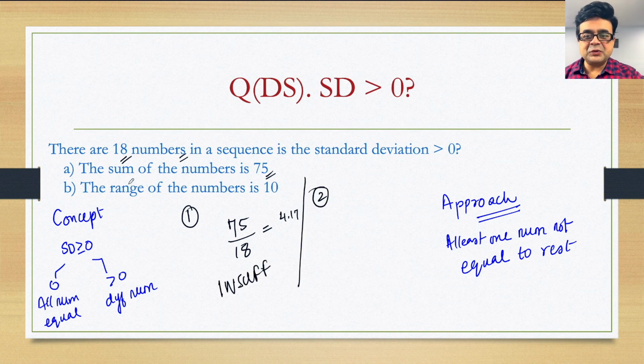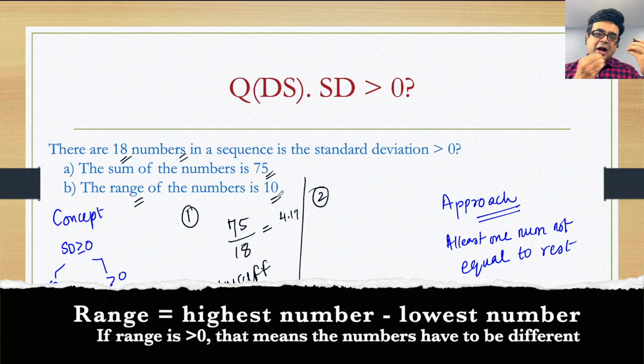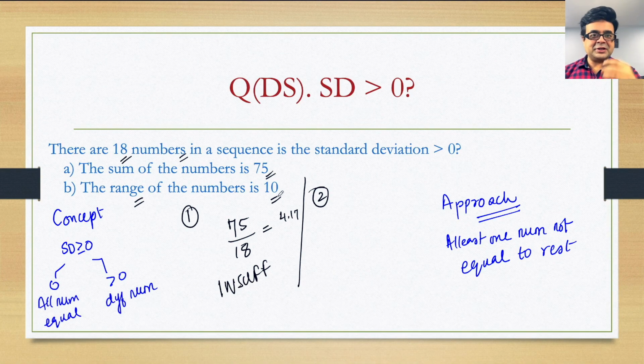Okay, in statement 2, we are given that the range of numbers is 10. What does a range mean? A range of numbers is highest number minus the lowest number. So we know that the two numbers in the series, the highest one and the lowest one, are actually two different numbers. If they were all the same numbers, then the range would be 0 as well. So we know at this point that at least two numbers in the series are different from each other. Since they are different from each other, the standard deviation can never be 0. Hence, the standard deviation has to be greater than 0.